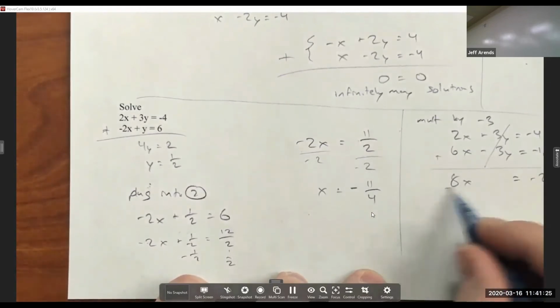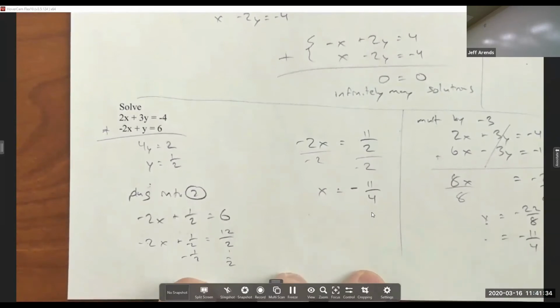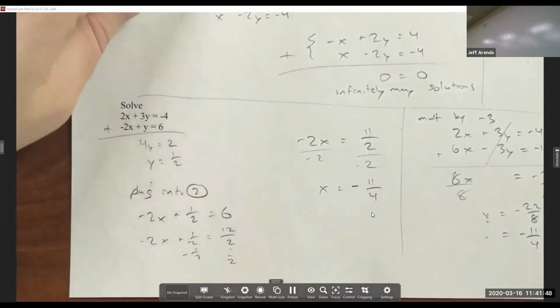Divide both sides by 8. I get x equals negative 22/8, which reduces down to negative 11/4. So you can see I do end up with the same solution here. Just a matter of how you want to go about it. This way, if you're really not comfortable dealing with fractions, you could do it this way. It is a good idea to practice your rules for fractions.